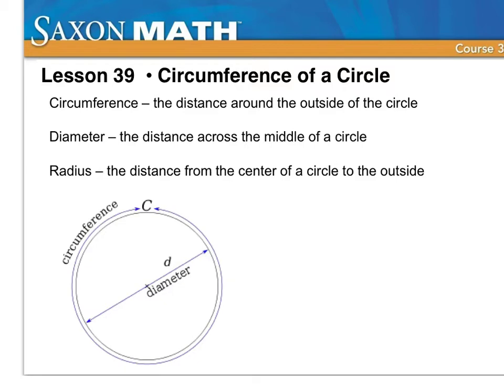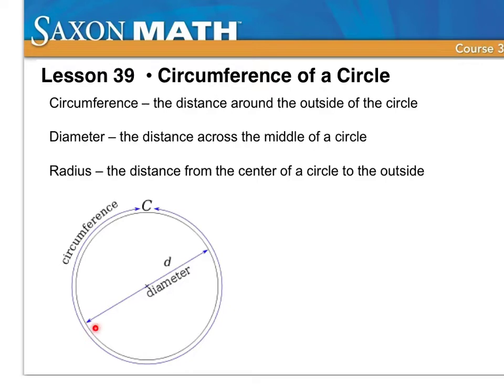Okay, first we need to know a couple definitions here. Circumference is the distance around the outside of the circle. So circumference is like if I started out here and I walked all the way around the outside. Okay, the distance around the outside of the circle. So it's kind of like the perimeter of a circle. But because it's not like adding up all the sides, because the circle doesn't have any sides, we have a different name for it. Okay, so circumference, distance all the way around the outside here.